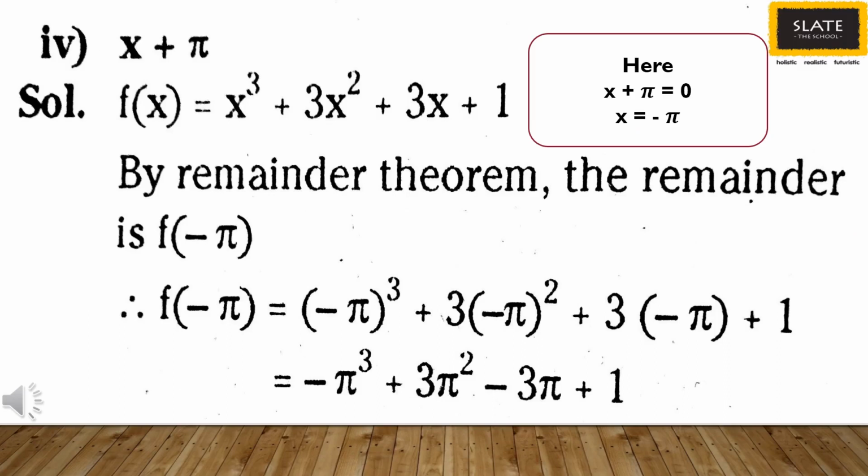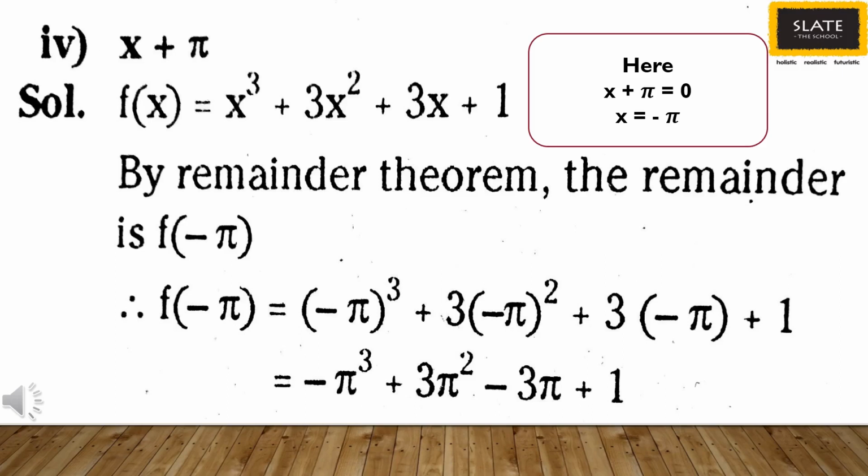Next question, we need to find the remainder when f of x is divided by x plus pi. Here, x plus pi equal to 0, so x is equal to minus pi. By remainder theorem, when f of x is divided by x minus a, f of a is the remainder. Therefore, f of minus pi is the remainder in this case. So, let us do the calculations.